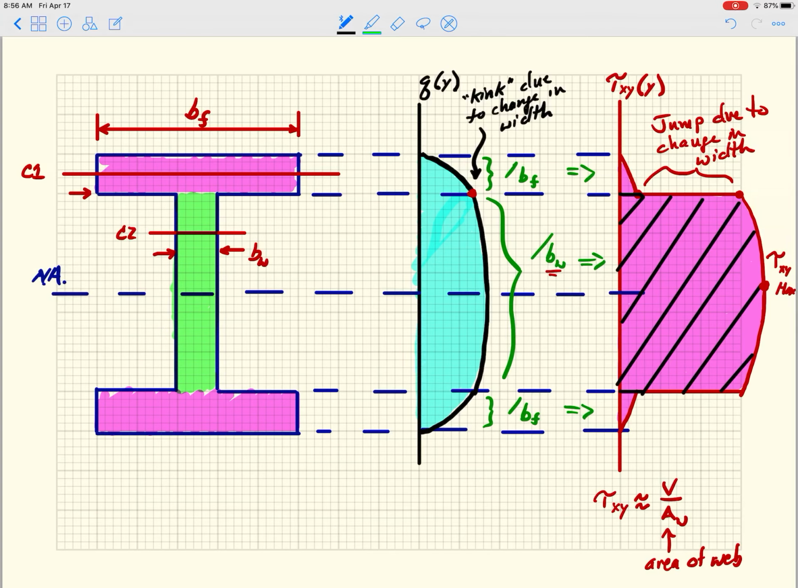So capital Q, the first moment of the area, is still increasing as we go into the web. It's just increasing at a slower rate, if that makes sense. And just so we're all on the same page, this is VQ over I, and this plot here, tau xy equals VQ over IB, like that.